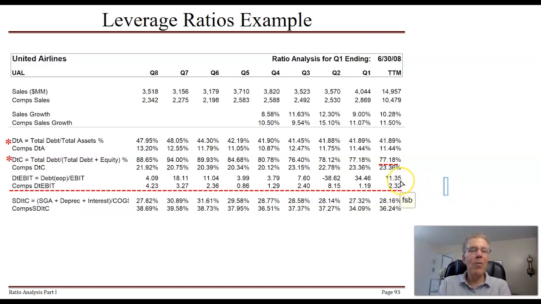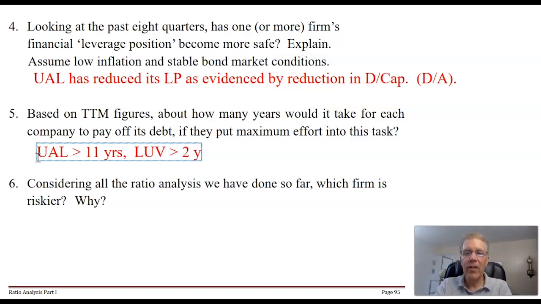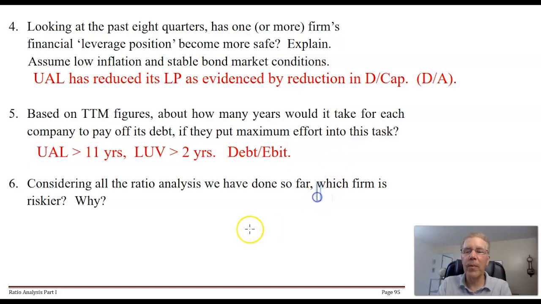So boy, we've got some serious differences here. So it would take UAL more than 11 years. That's a long time. I mean, you don't know that because you're not experienced enough, but that's a long time. That's a little scary. 11 years for UAL and just a little more than 2 years for Love. Okay, so UAL is greater than 11 years, and for Love, it's more than 2 years. All right, and what did we look at for that? We looked at our debt to EBIT. And as always with that debt, that includes the total debt, short-term and long-term.